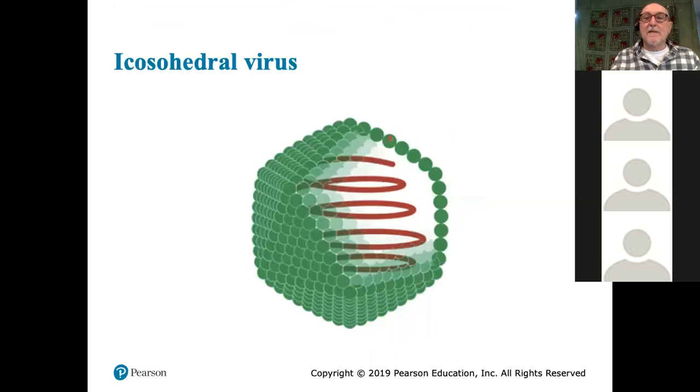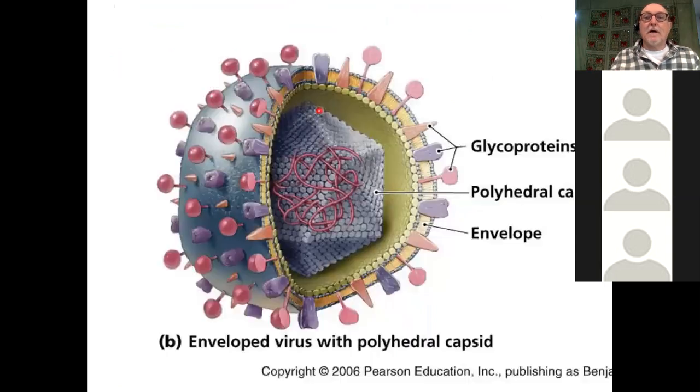So this is an icosahedral virus, just another of these geometric viruses. But this just serves as an introduction to the particular shape of some of the viruses that we will encounter. This here is very typical.